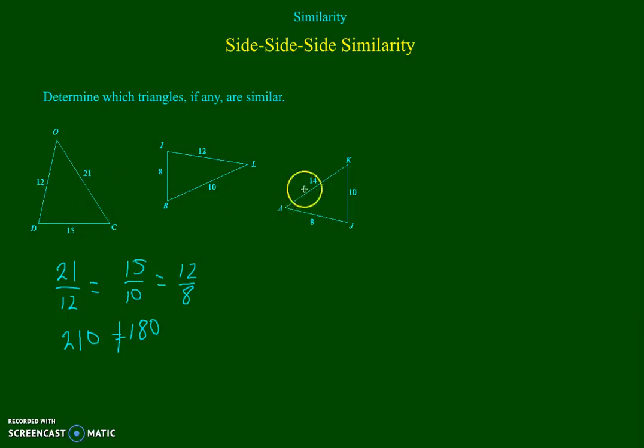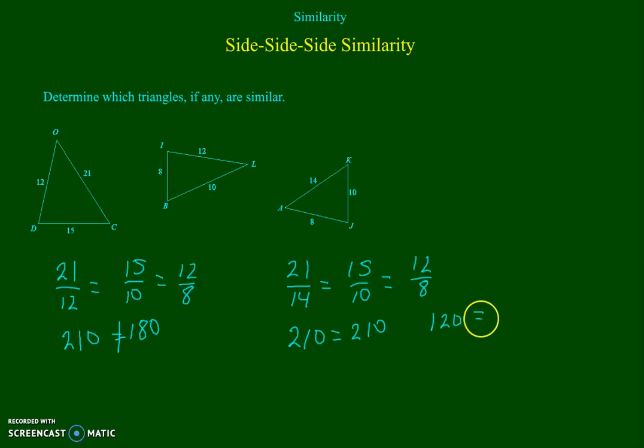So we'll take the biggest here and the biggest here. 21 is to 14, as 15 is to 10. Again, we have 210 equals 210. So let's use the third ratio. We have 12 to 8. Let's cross multiply these. 15 times 8 is 120, and 10 times 12 is 120. So since all these sides are in proportion, these two triangles are similar.